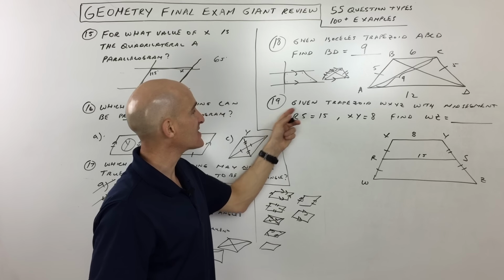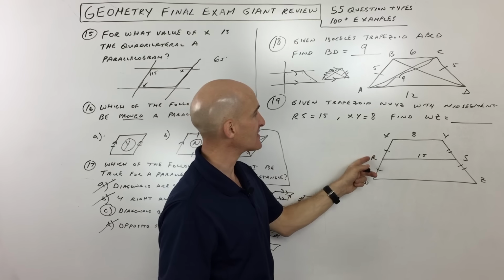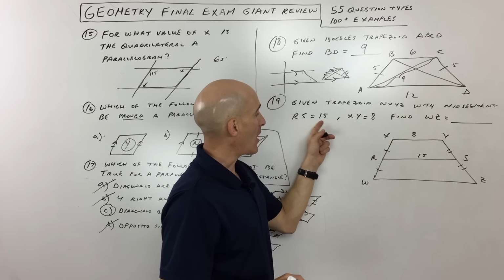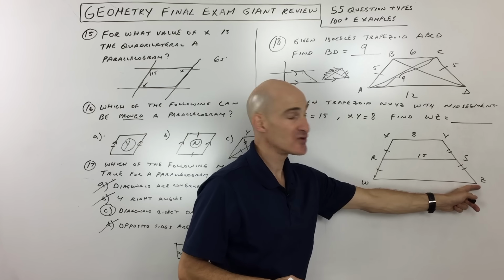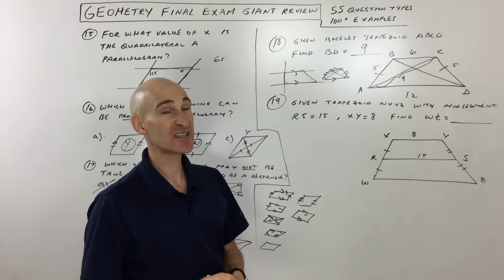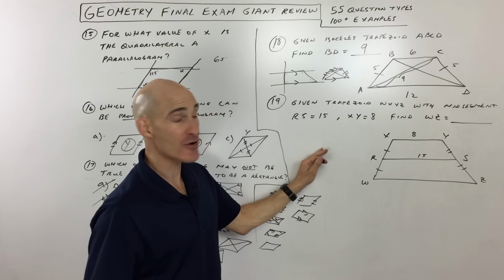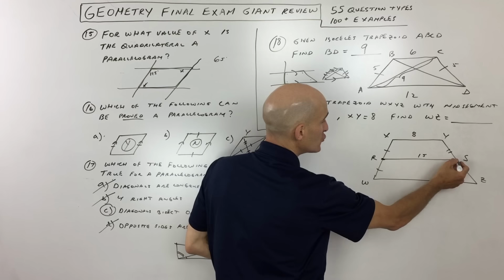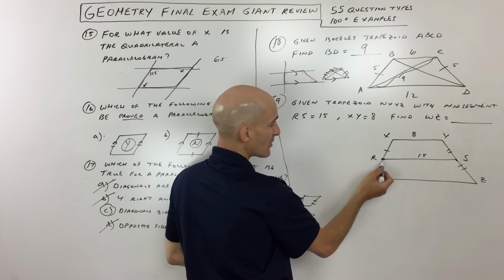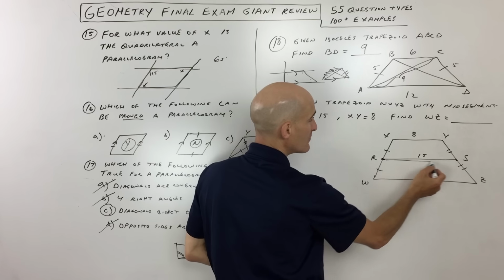Okay, now number 19, it says, given trapezoid WXYZ, that's this guy here, with midsegment RS is 15, XY is 8, find the length of WZ here on the bottom. So what they're testing us on in this question is the midsegment theorem. What the midsegment theorem says is that if you have a segment that connects the two midpoints, and we know it's the midpoint because these are congruent, so that's a midsegment.